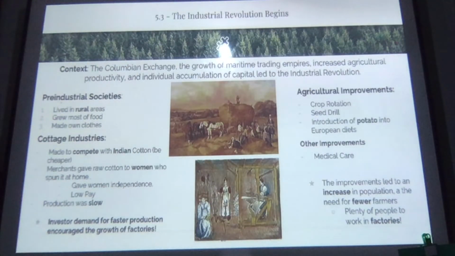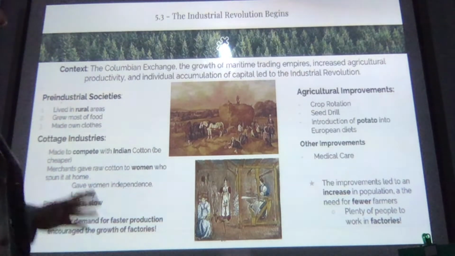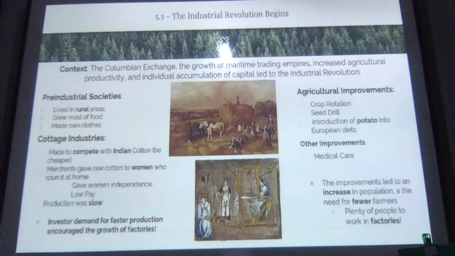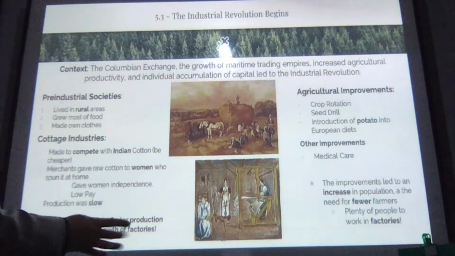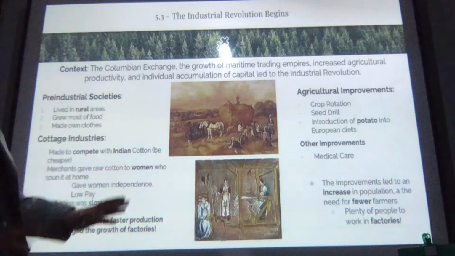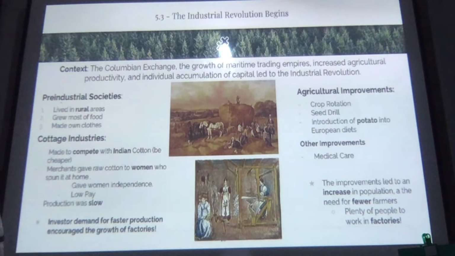So, the Industrial Revolution. The Columbian Exchange, which we spent a lot of time talking about. The growth of maritime trading empires, increased agricultural productivity, and individual accumulation of capital. All of those things combined lead to the Industrial Revolution.